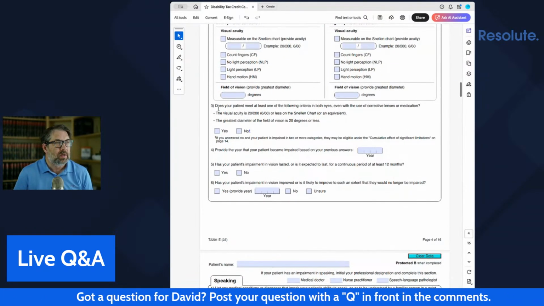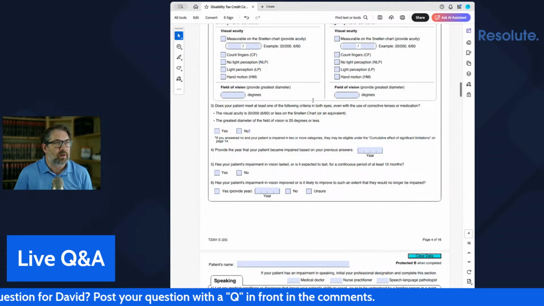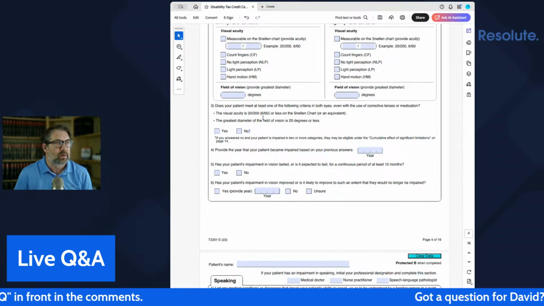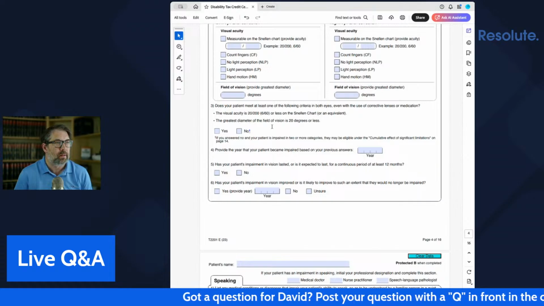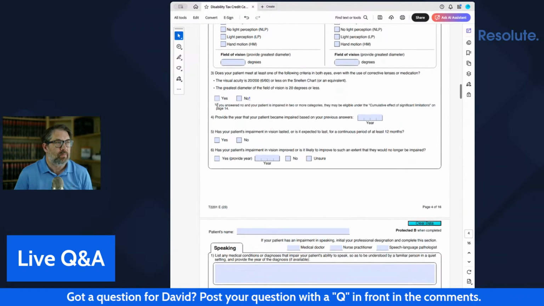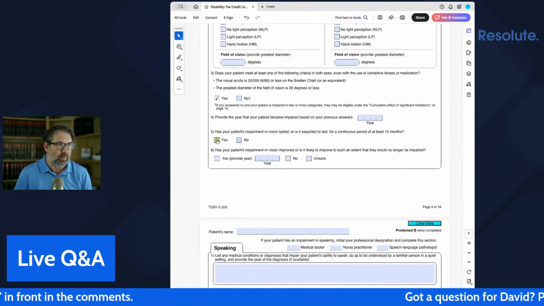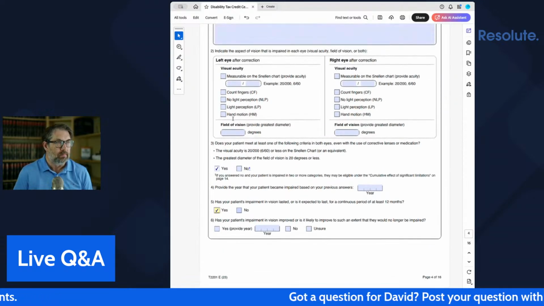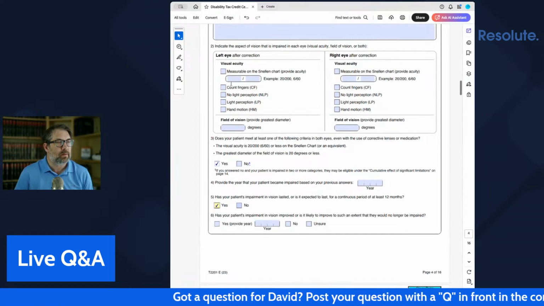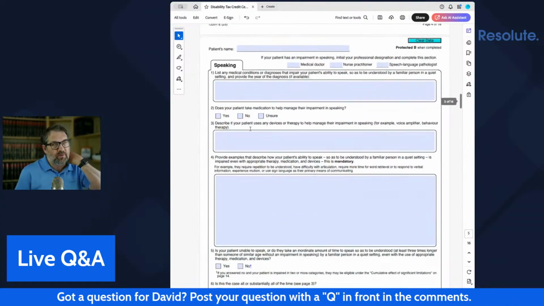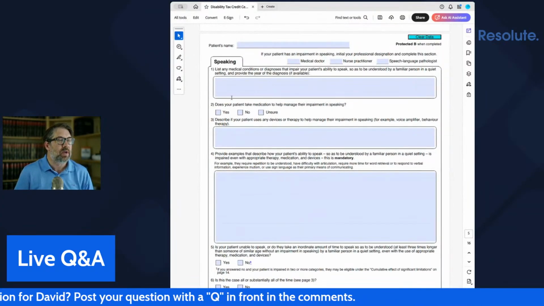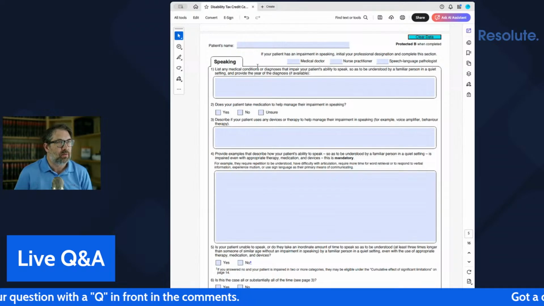And you can see here, does your patient meet at least one of the following criteria on both eyes? Visual acuity is 20/200 or less. Yes or no. So basically, you have to have that level of vision in order to qualify, and it has to be continuous for 12 months or more. That would get you qualified. Next area you could be qualified for, again, you don't have to get all of these. These are just different areas. You could qualify if you have a marked restriction with speaking.